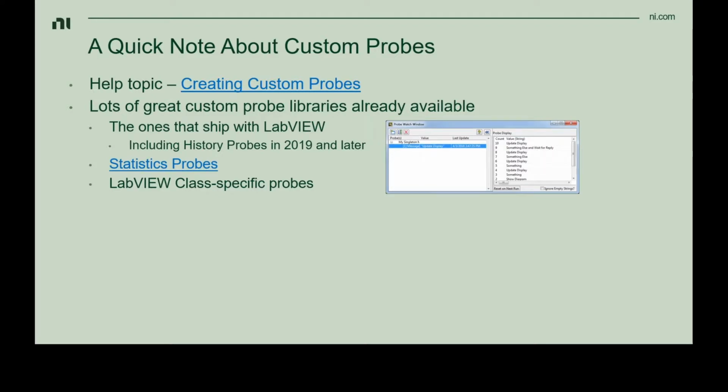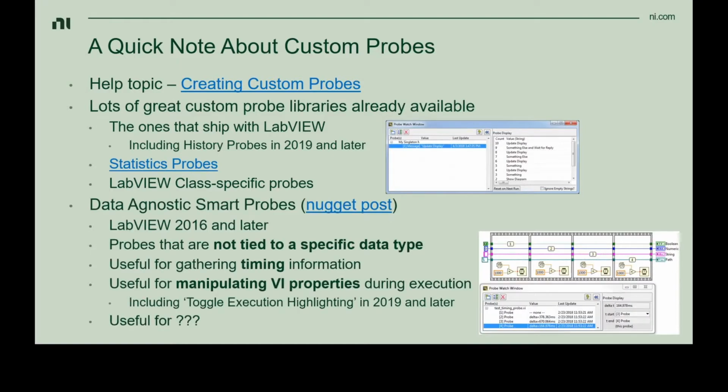And then next up is a feature that probably none of you have ever heard of, which is data agnostic smart probes. That is a feature that was added in LabVIEW 2016, and not very many people know about it because I think people are still trying to figure out what exactly to use this feature for. This is a way to make a probe that is not tied to a specific data type. So prior to data agnostic smart probes, your probe had to exactly match the data type of the wire that it was probing in order for it to show up in the list. Not the case with data agnostic smart probes. You can make one of those things that can probe any wire in LabVIEW.